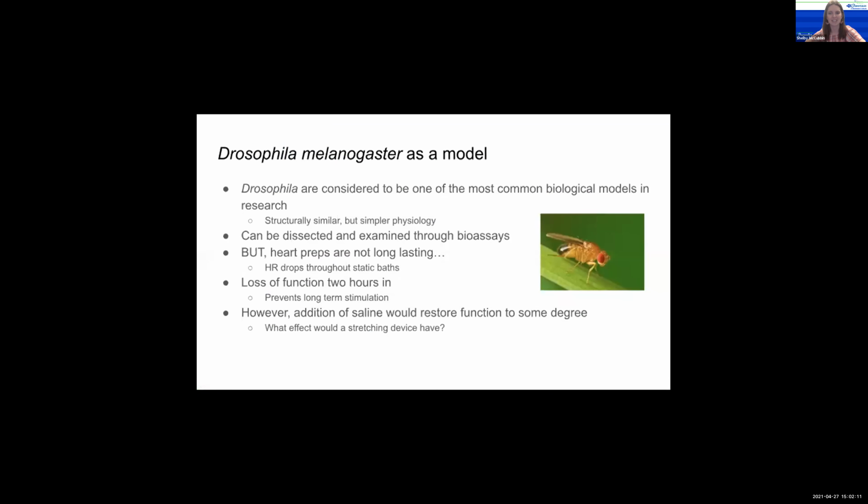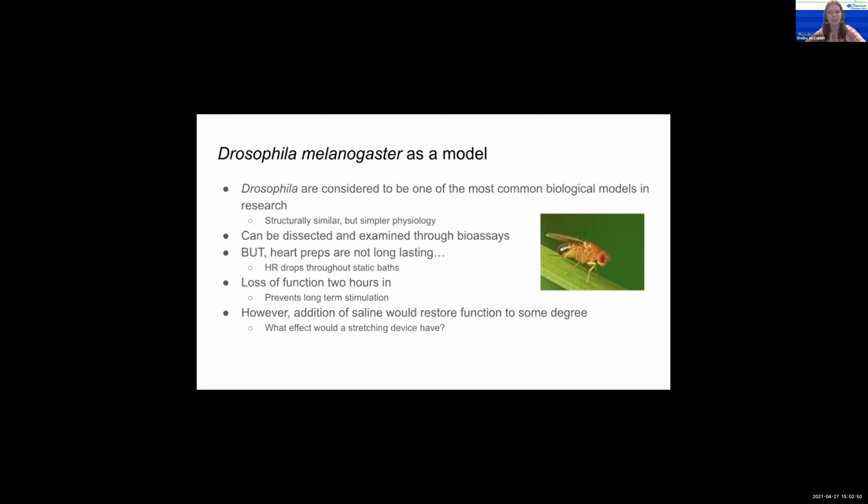So to start off, let's talk briefly about Drosophila. If you've ever taken a biology lab course or genetics, you're probably pretty familiar with them already. They're also known as fruit flies. They are considered to be one of the most common biological models in research because they're both easy and inexpensive to use. They have a short life cycle, and they can be genetically modified in a number of ways. Additionally, their hearts are structurally similar to many mammalian models, but they have a simpler physiology. These Drosophila hearts can be dissected and examined through different bioassays to study a large variety of problems.